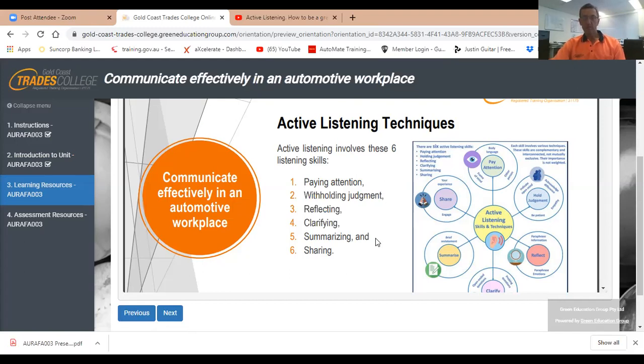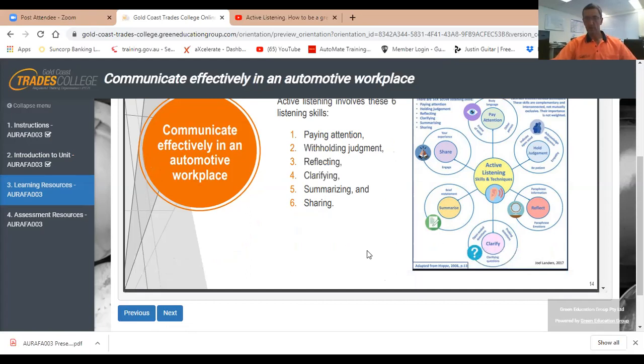Also summarizing. In order for that person who's communicating with you to know that you have heard them speak and heard what they have to say, you can summarize and repeat back to them what it is that they've said to you. That way that person is going to be confident knowing that you have actually heard what they've said and you understand what they've said. So summarize back to that person what they've said to you, and then sharing yourself as well with that person.